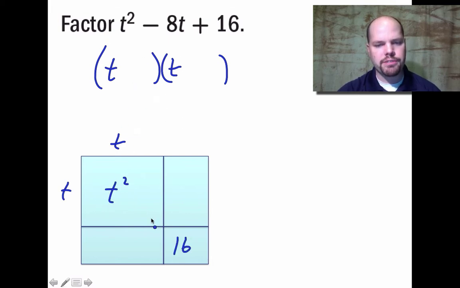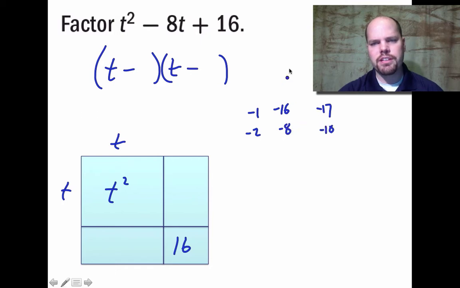Okay, now we need a positive 16 for the product, but they add to negative 8. So the only way to get a positive product is either they're both positive or they're both negative, but this middle term is a sum of negatives, so we know it's going to be t minus and t minus. They're both going to be negative. Now, what factors of positive 16 add up to negative 8? So it could be negative 1, negative 16. Well, their sum is negative 17. Negative 2 and negative 8, their sum is negative 10, so it's not either of those so far. We go to negative 4, negative 4. Well, their sum is negative 8, so it's got to be that.